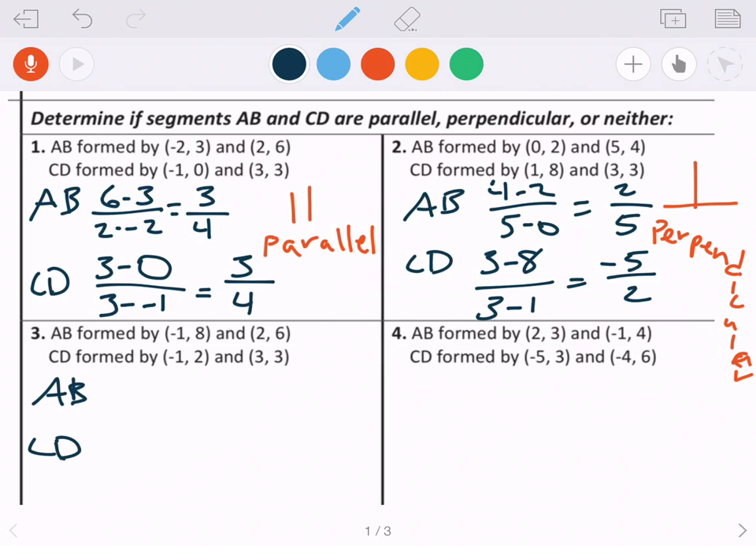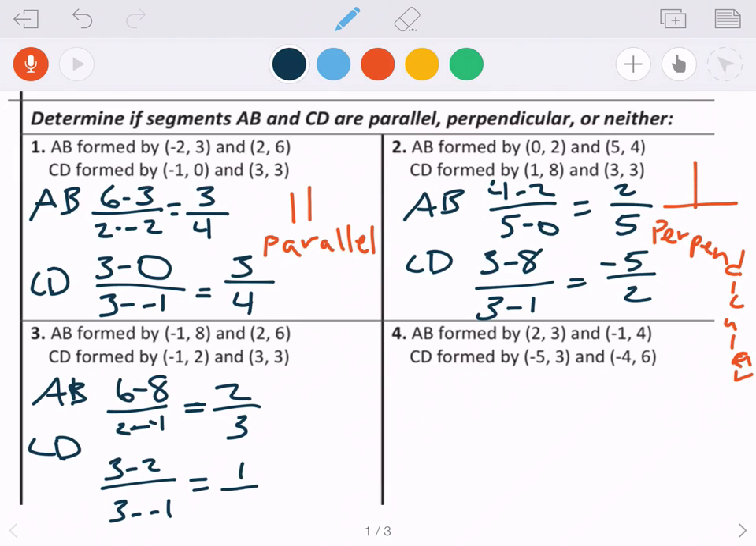If you want to go ahead and pause the video and actually try these on your own, I think you could handle them. So number 3 is going to be 6 minus 8 over 2 minus negative 1. So we're going to get 2 over 2 minus negative 1 is 2 plus 1, so 2 over 3. CD is going to be 3 minus 2 over 3 minus negative 1. So we're going to get 1 over 3 minus negative 1 is 4. So AB is 2 over 3, and CD is 1 over 4.